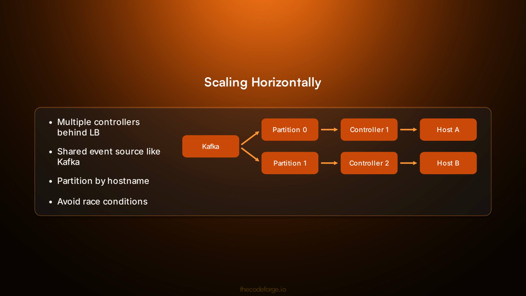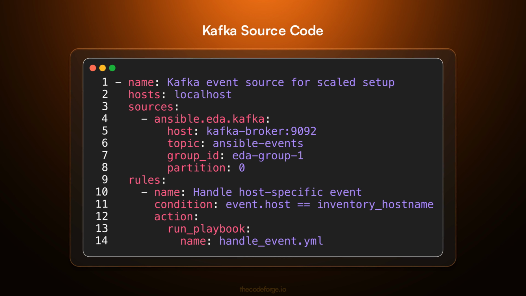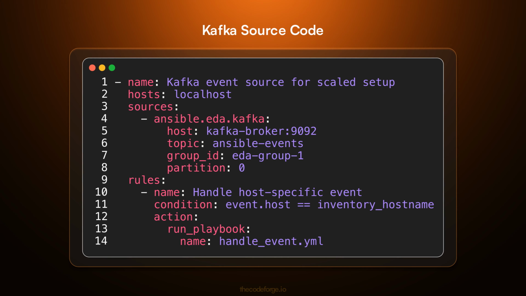Use a shared event source like Kafka that partitions events by a key, such as hostname, to ensure related events go to the same controller. This avoids race conditions. This rulebook uses a Kafka event source. By specifying a partition, you can control which controller processes which events. Partitioning by hostname guarantees ordered processing per host.